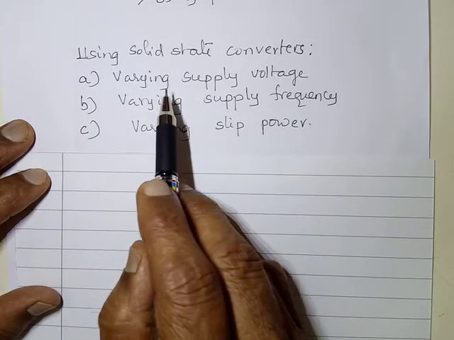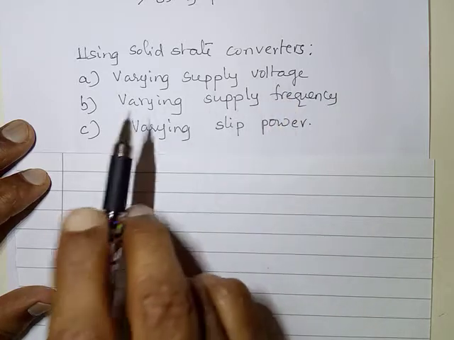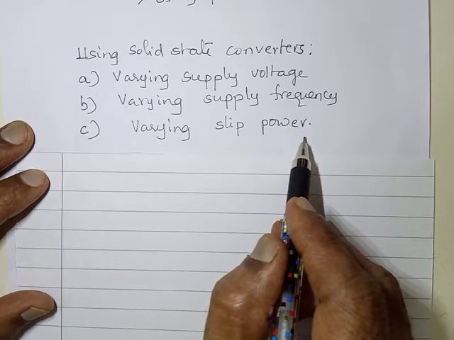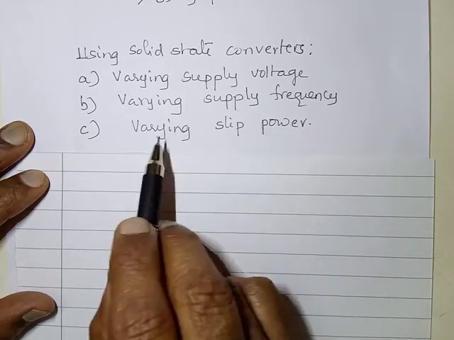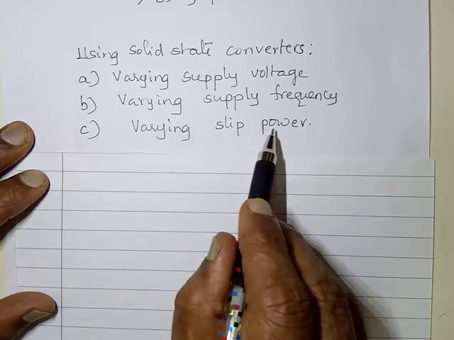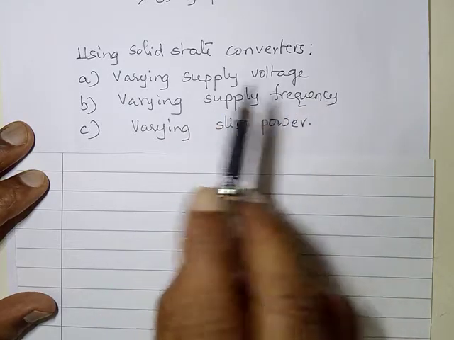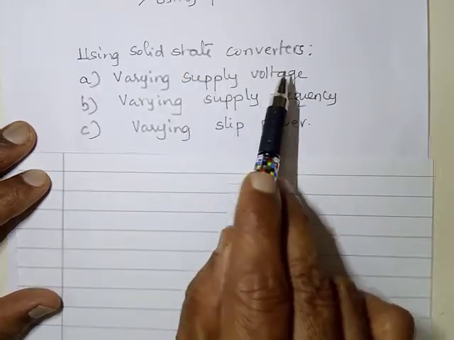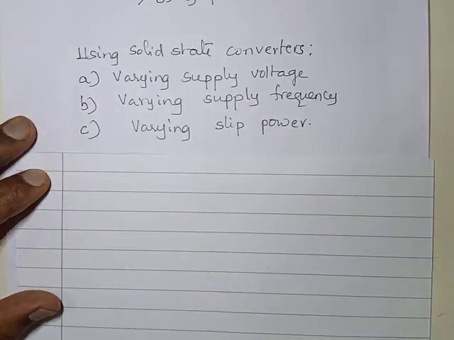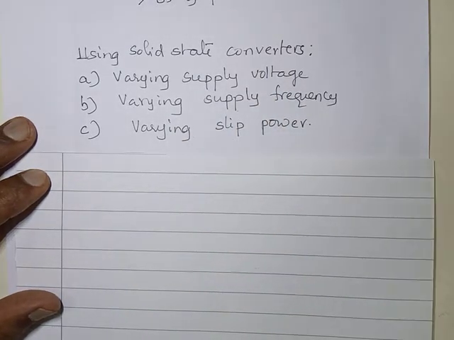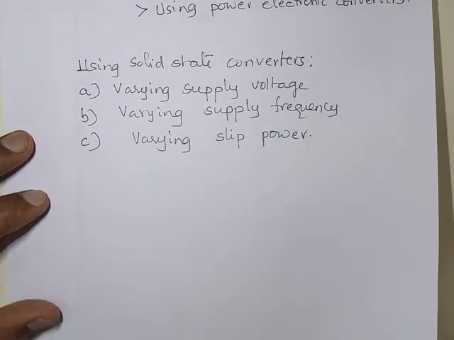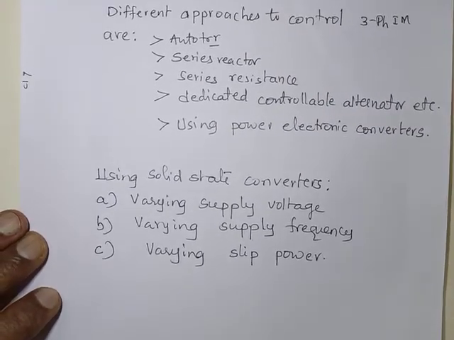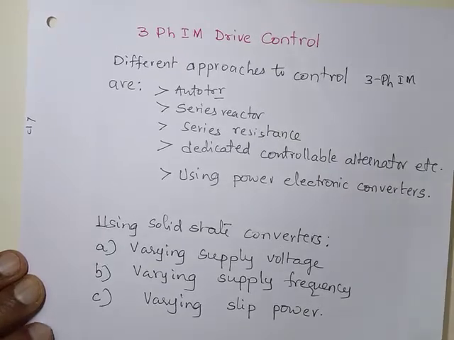wherein we can have the supply voltage control, we can have the supply frequency control, we can have the slip power recovery, the slip power control. Varying the slip power we can control, varying the supply frequency we can control, varying the supply voltage we can control. We can have the solid state converters for this purpose. So we will look at these aspects one by one. Okay, so the solid state control of three-phase drive is what we are discussing.